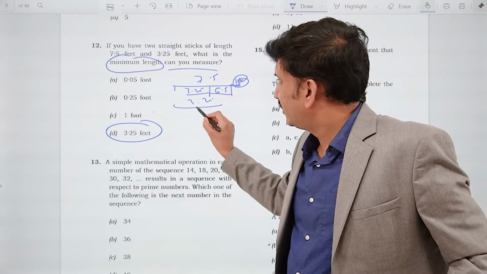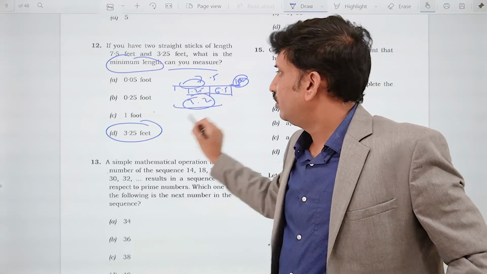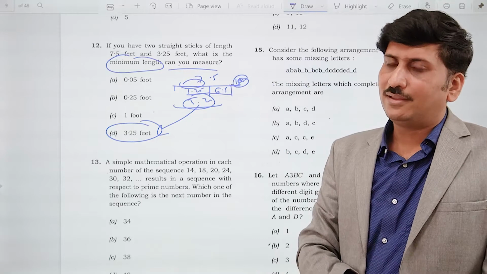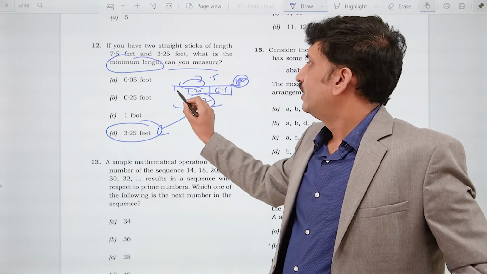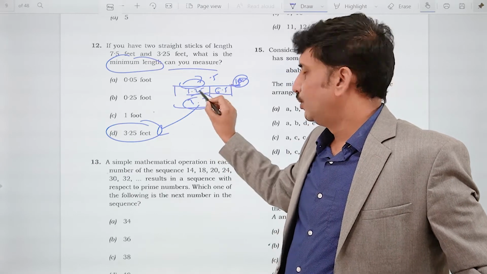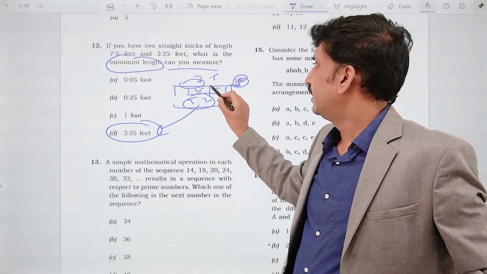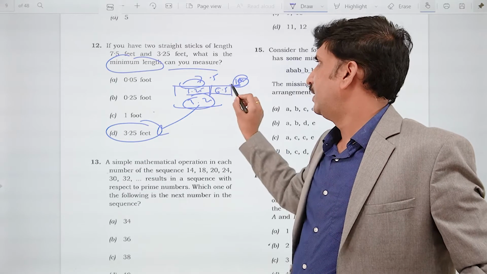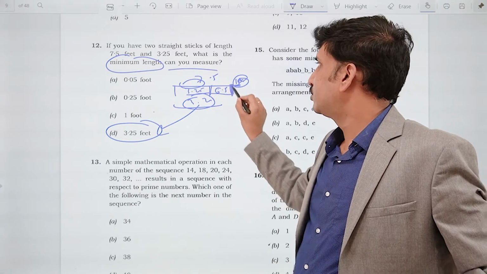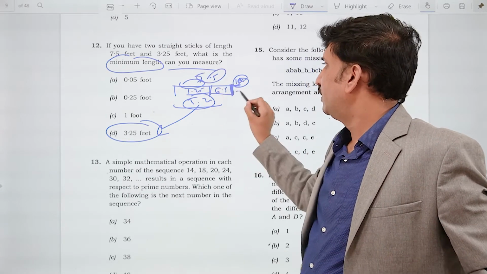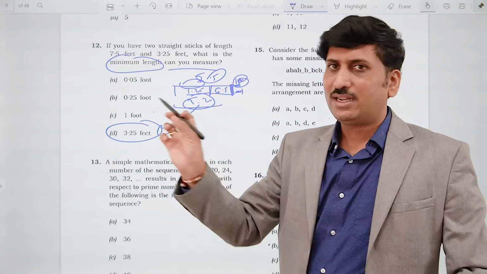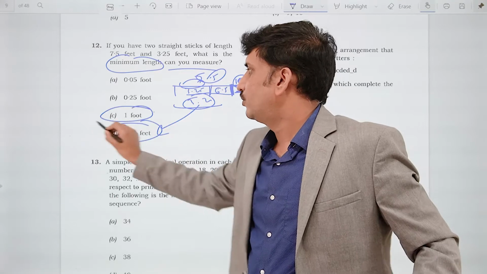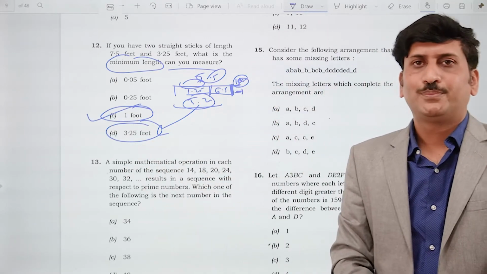So in the initial stage, by seeing that 3.25 is the minimum thing, suddenly we'll rush like that. But if you see, if I use it like this, 3.25, and if I double it again to 6.5, another 0.1 feet is there, no? So by using that you can measure 1 foot also. So the correct option is 1 foot.